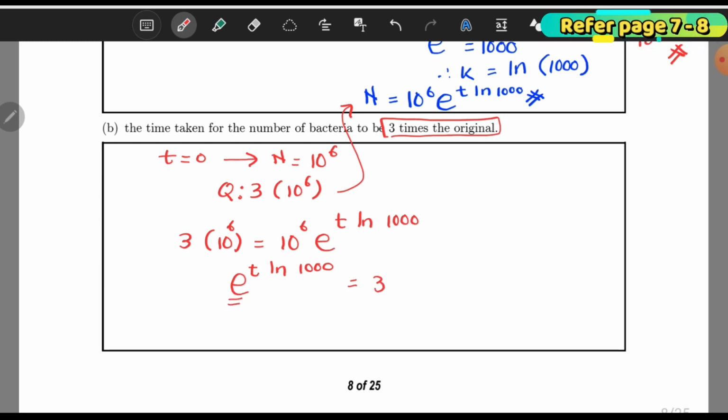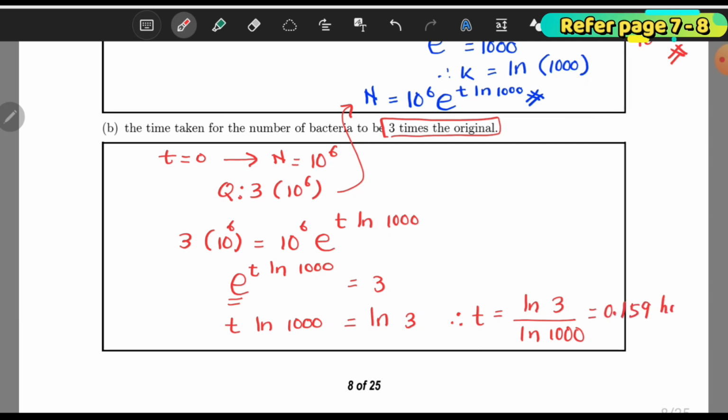To eliminate the exponent here, we need to take ln of both sides. So by taking ln of both sides, we have t ln 1000 equal to ln 3. And you can use your calculator now. You will get t equal to ln 3 over ln 1000, and that equals 0.159 hours.